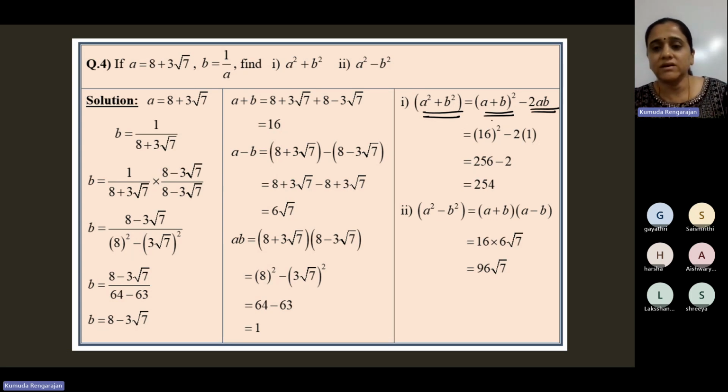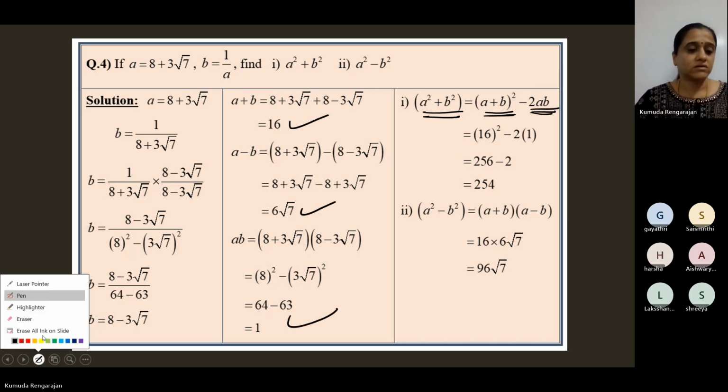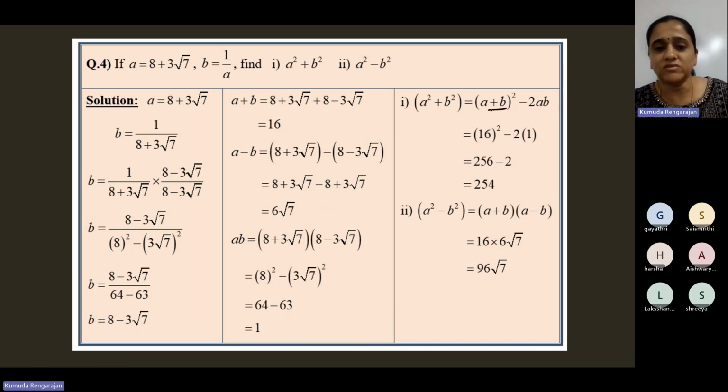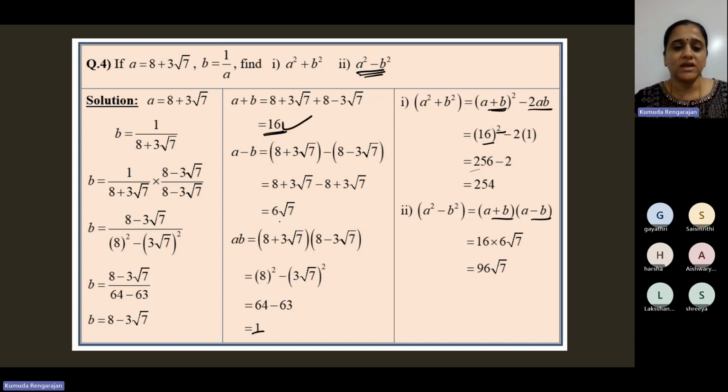So what all I need to substitute here, I found it. I need to use the value of A plus B. We've already found it, 16, so 16 square. And 2AB, 2 into 1, 2. So 256 minus 2, which is 254. And A square minus B square is A plus B into A minus B. A plus B is 16, A minus B is 6 root 7. So 16 into 6 root 7, which is 96 root 7. Write it down.